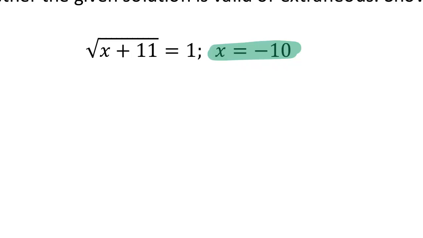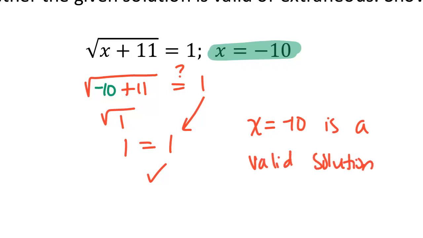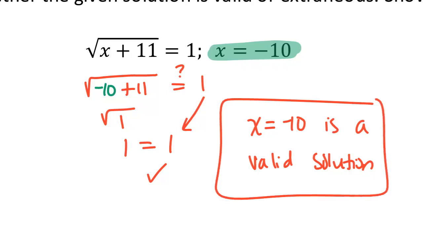Okay, this one, if you check, you're plugging in the square root of negative 10 plus 11. Does that equal 1? 11 minus 10 is 1. Square root of 1 is 1. Does that equal 1? Yes, so x equals negative 10 is a valid solution. Awesome.